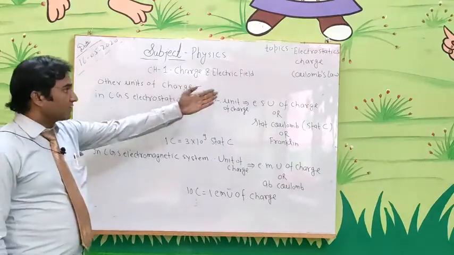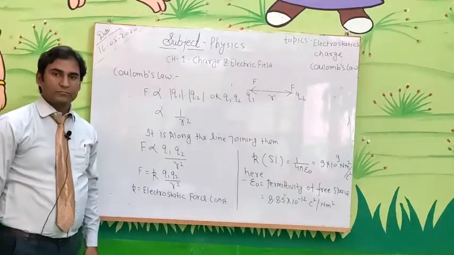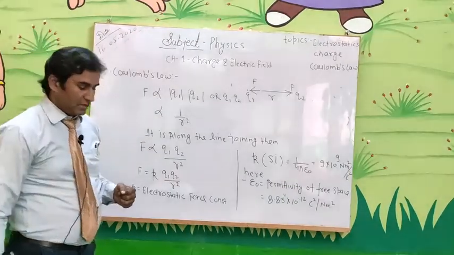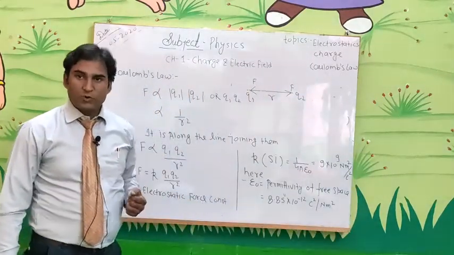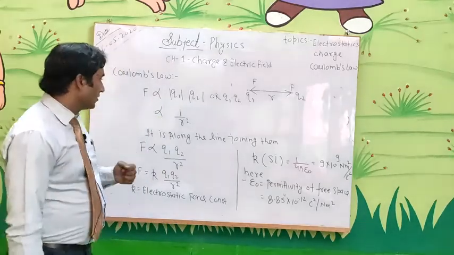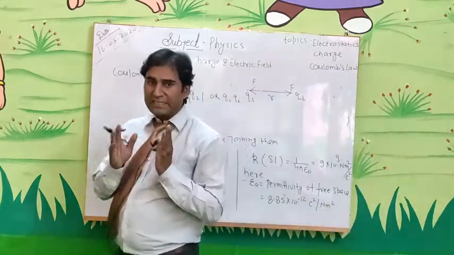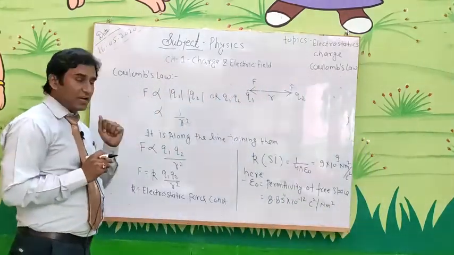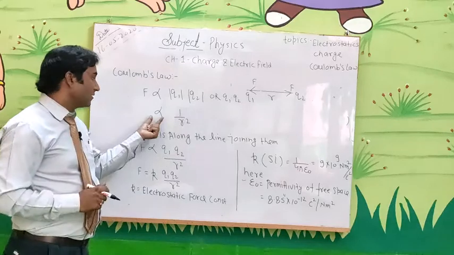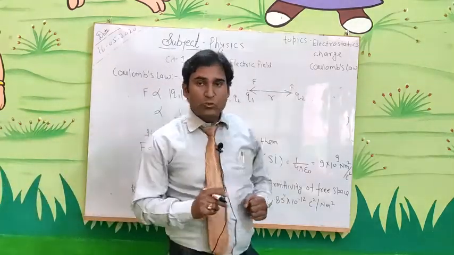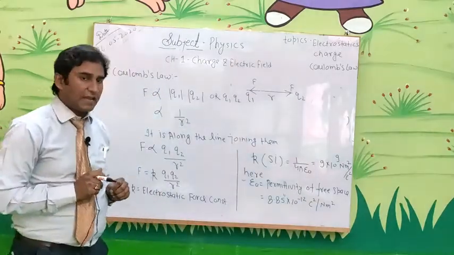Now we will discuss Coulomb's law. Actually, it was postulated by the scientist Charles Augustin Coulomb. According to Coulomb's law, the electrostatic force of attraction or repulsion between two stationary point charges is directly proportional to the product of the magnitudes of the two charges, and inversely proportional to the square of the distance between the two charges, and it is always along the line joining them.